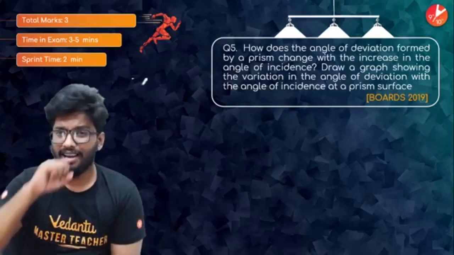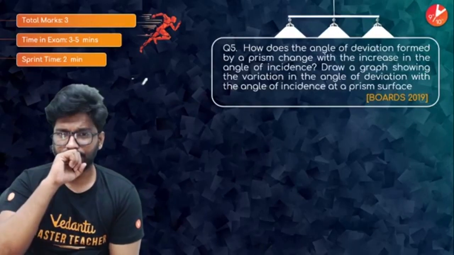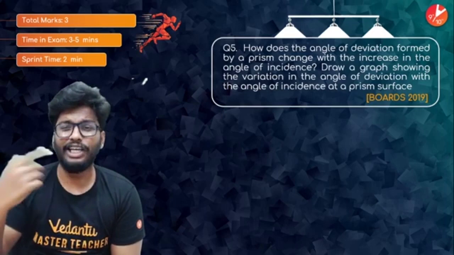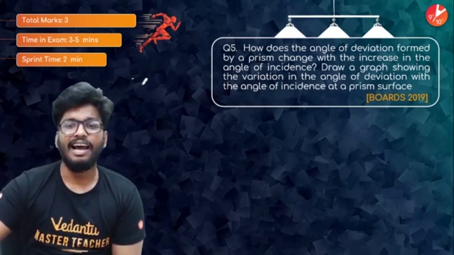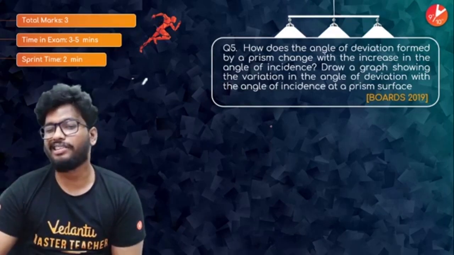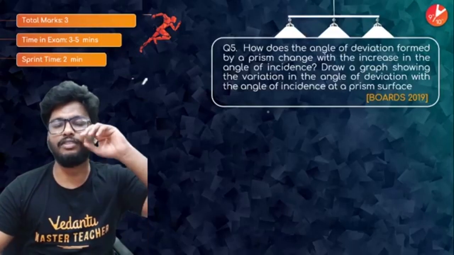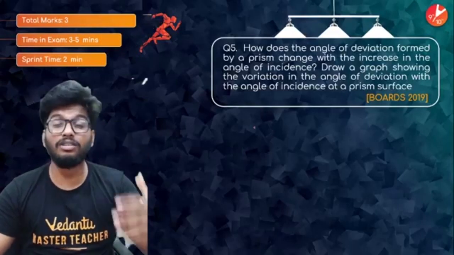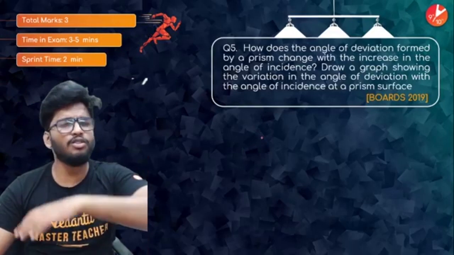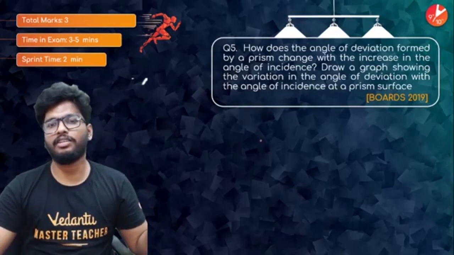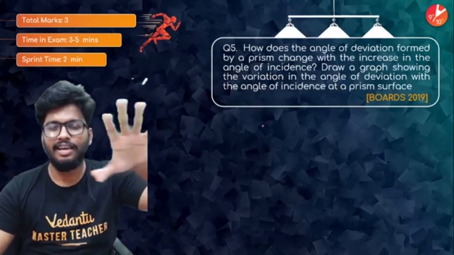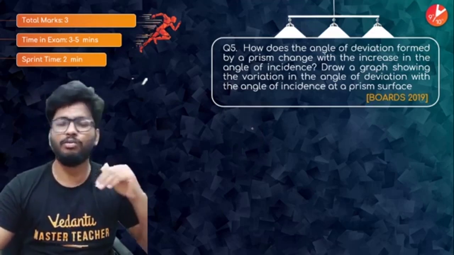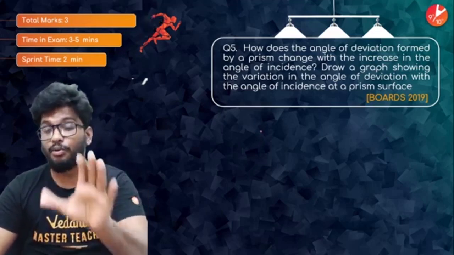The question is this: how does the angle of deviation formed by a prism change with the increase in the angle of incidence, and draw a graph showing the variation in the angle of deviation with the angle of incidence in a prism surface? A super awesome question, asked so many times in previous years. You can check out your previous year question papers. This is one of the most repeated questions, so make sure that you know the answer for this one.